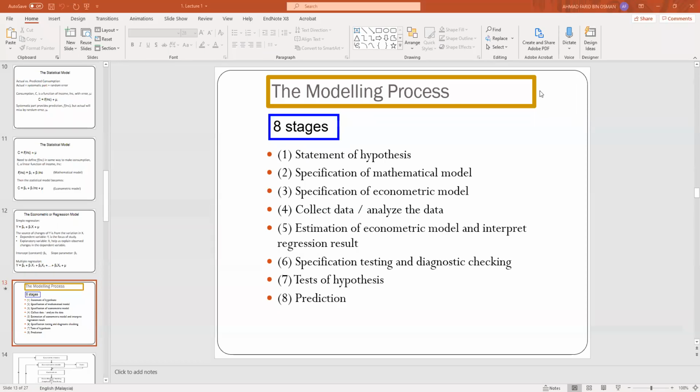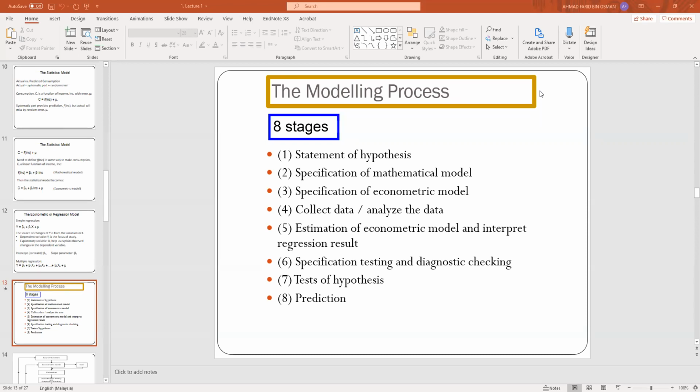Okay, so now to construct an econometric model, you need to go through these 8 stages, or there are 8 steps for you to do in order to construct an econometric model. So the first step is to state the hypothesis. You need to come up with a statement of hypothesis: how you expect the relationship between the dependent and independent variables.